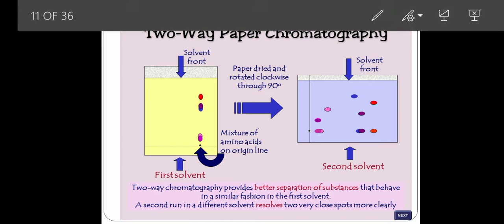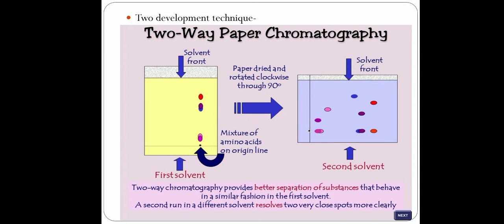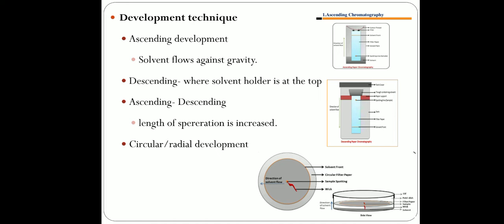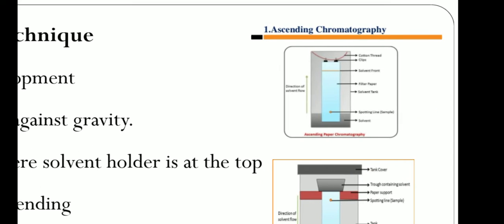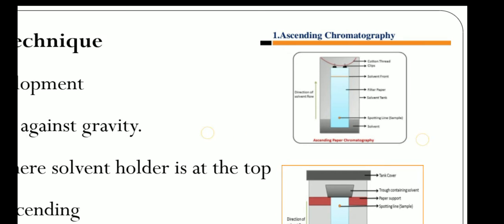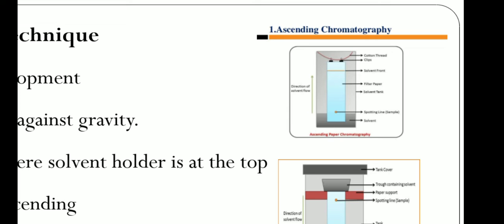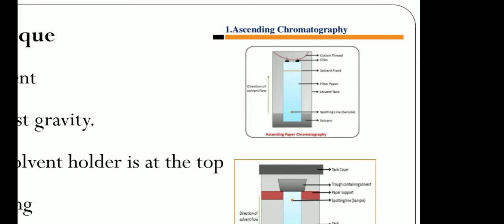So the first one is the ascending technique. In the ascending technique, the solvent flows against gravity. In our laboratory, we practice this ascending chromatography. Spots are kept at the bottom of the paper, which is placed in a chamber with the mobile phase at the bottom. Here you can see the solvent represents the mobile phase and the paper is hanging from the top.